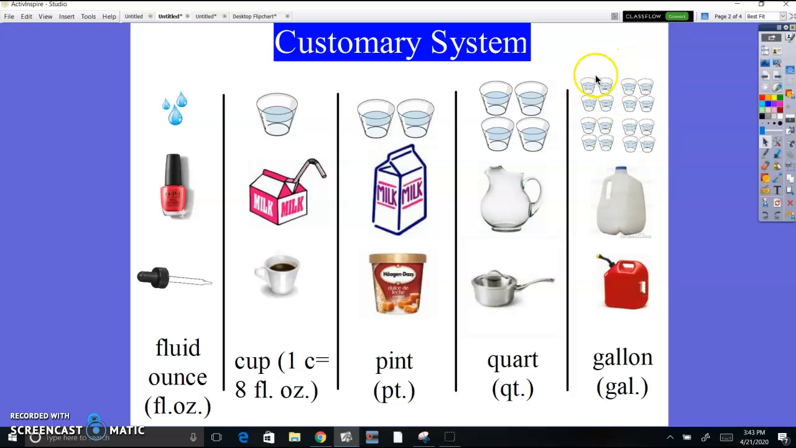A gallon has 4 quarts, which also means it has 16 cups. 4 plus 4 plus 4 plus 4 equals 16. A jug of milk and a gas tank are measured in gallons. The abbreviation for quart is QT, and the abbreviation for gallon is GAL. These are our customary units, from the least amount to the greatest amount. Do you think you can handle it?